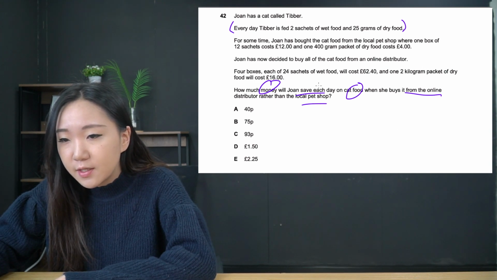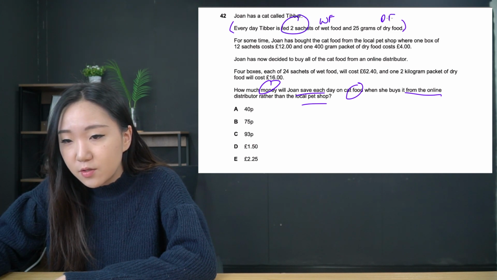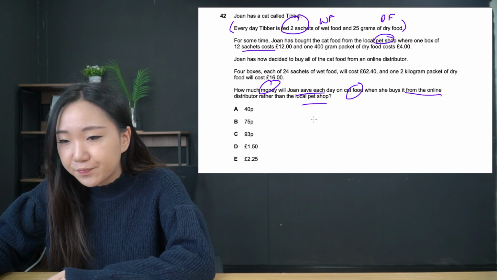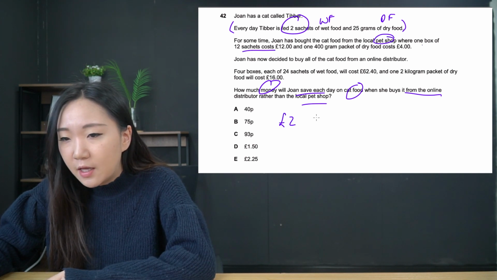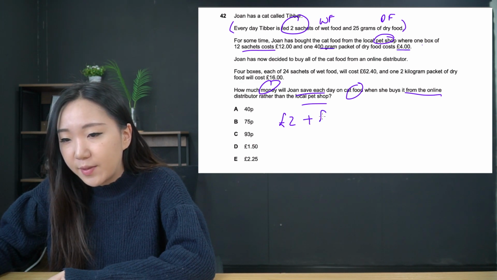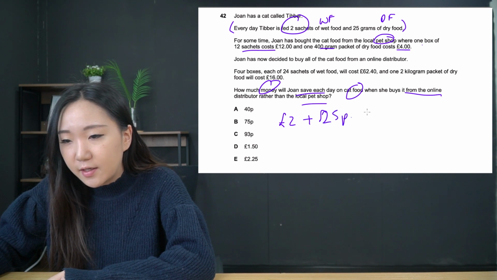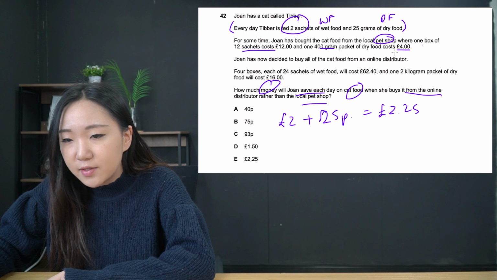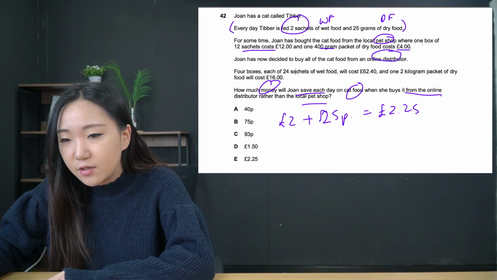So he eats 2 sachets of wet food and then 25 grams of dry food. From the local pet store, one box of 12 sachets costs £12, so 2 sachets will be £2, nice and simple. A 400-gram packet of food costs £4, which obviously means that the 25 grams will cost 25p. That's fairly easy. And then, okay, online distributor: 4 boxes of 24 sachets each, £62.40.